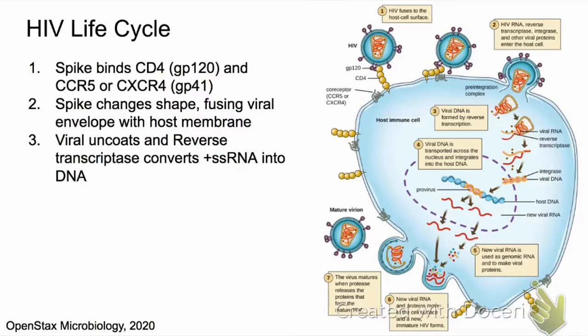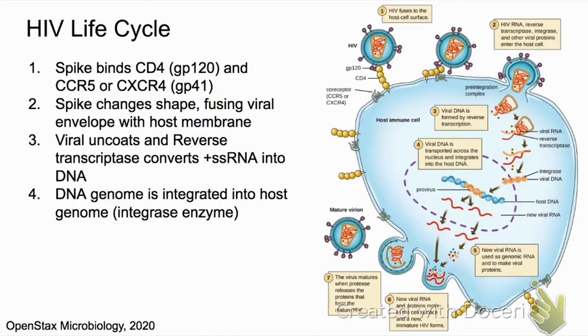At this point then, the virus continues to uncoat, and that RNA-dependent DNA polymerase, reverse transcriptase, will convert both of the single-stranded RNA genomes into DNA. That DNA then will be transported into the nucleus, where it will be integrated into the host genome. And this is performed by a viral enzyme known as integrase. At this point, the biosynthesis of the virus, its replication, its transcription, and its translation is completely regulated by the host.